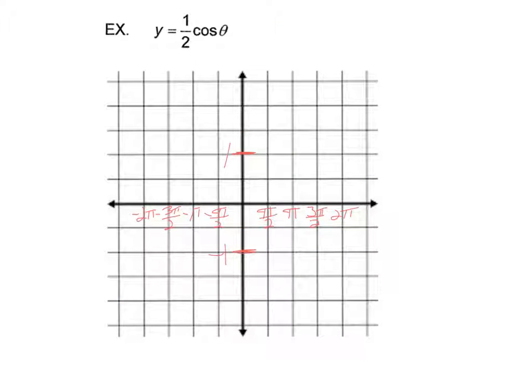Y equals 1/2 cosine theta. So my amplitude now is 1/2. It's going to go a half above the center and a half below the center. The cosine graph in the middle, when you're at 0, starts at its highest point. So the highest point for this graph is a half.